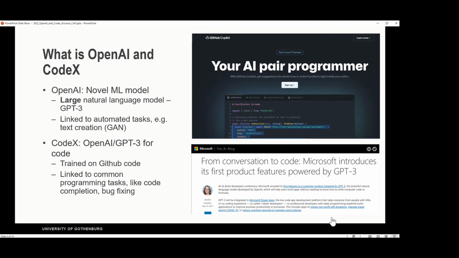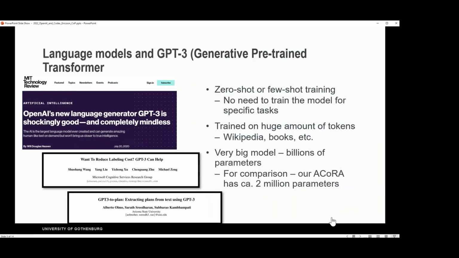And why this is so hyped is because it's something that's called the generative pre-trained transformer. So transformers are usually language models that are used for machine translation. Google Translate has been using that for a while. Now, generative pre-trained transformers are models which are trained to complement different tasks. And now this GPT-3 as a model is special because it is supposed to be something that is called zero-shot or few-shot training. Now, what does that really mean?